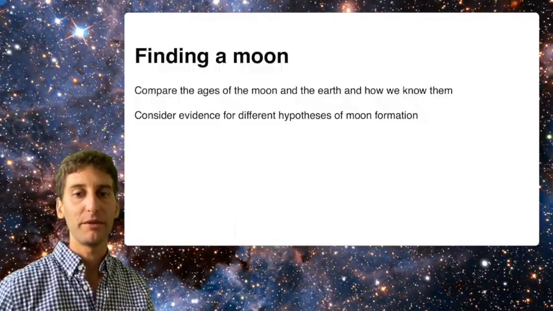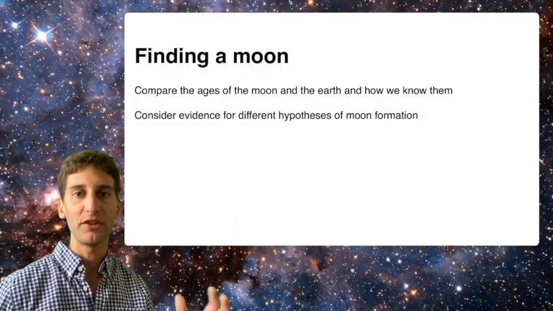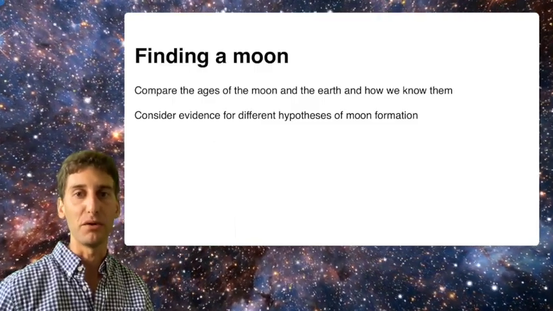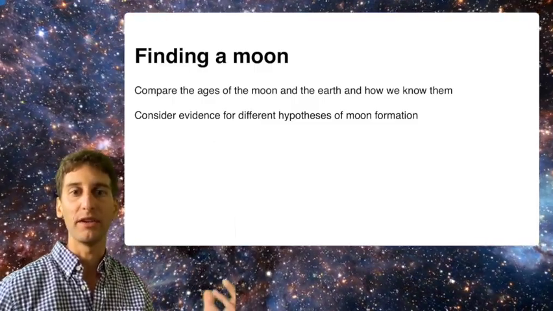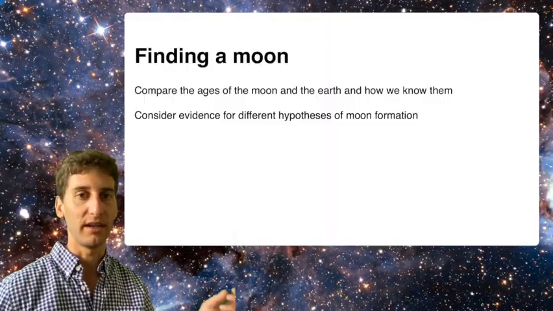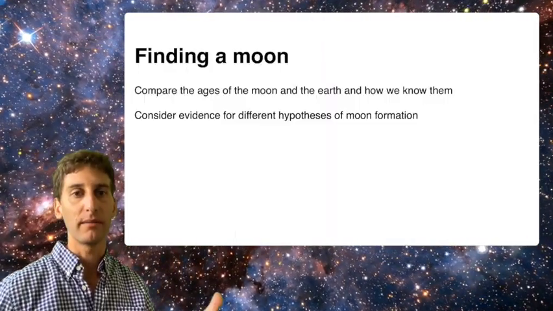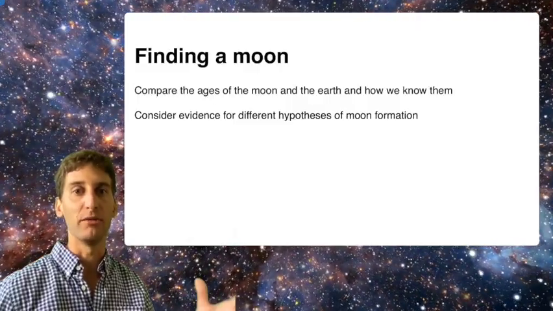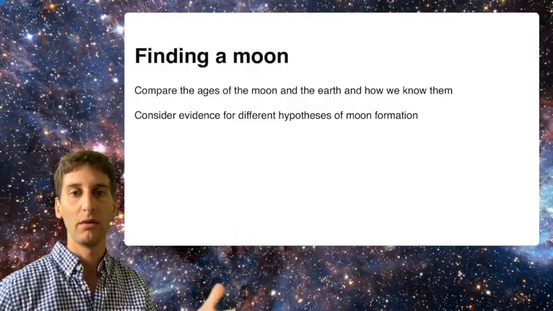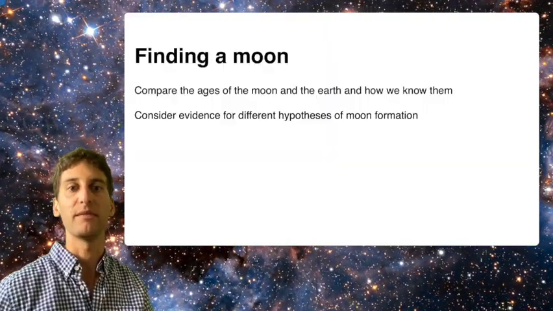So when you're reviewing the material of this video, make sure you pay special attention to how we know the ages of the moon and the Earth, and also how we can use geochemical measurements as far as the composition of Earth versus the moon to reject certain hypotheses about how the moon could be formed and advance ones like the lunar impact hypothesis that can explain the evidence.